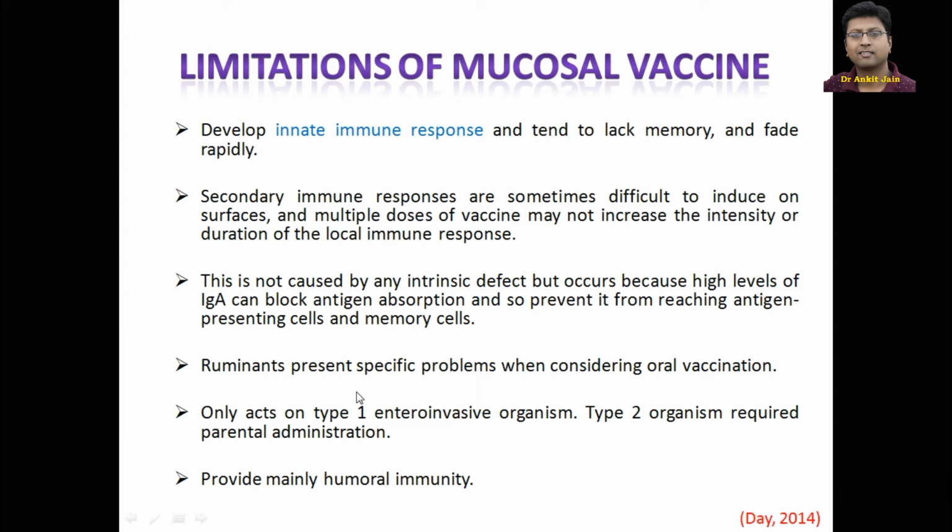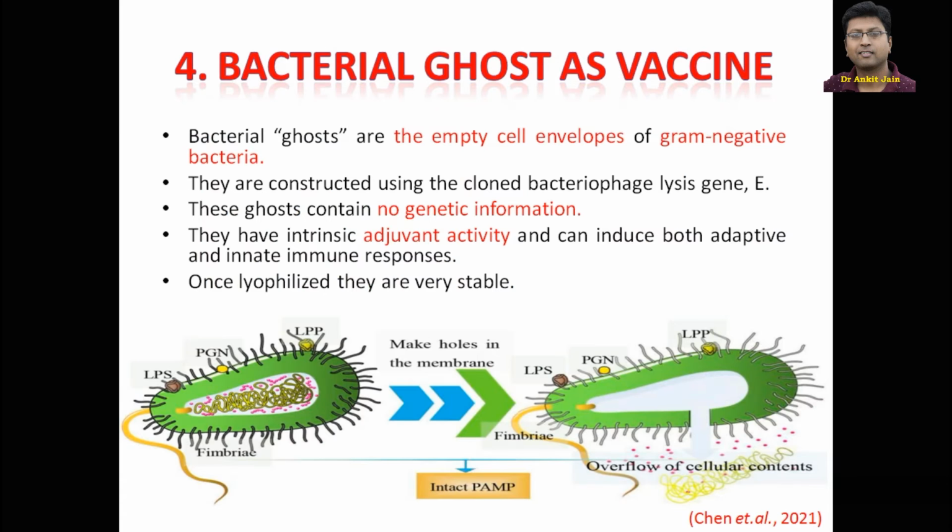Next, ruminants present a specific problem when considering oral vaccination, because ruminants have a large stomach, and the vaccine gets diluted inside the rumen. These vaccines only act on type 1 enteroinvasive organisms, and type 2 enteroinvasive organisms require parenteral administration. So these vaccines require some parenteral administration so that we can get the secondary immune response. They also provide mainly humoral immunity. Looking at all of these limitations, the mucosal vaccine is not recommended for secondary immunization.